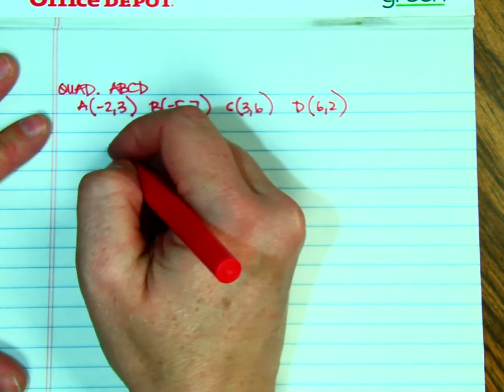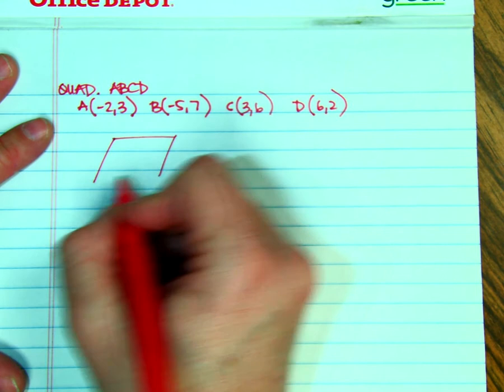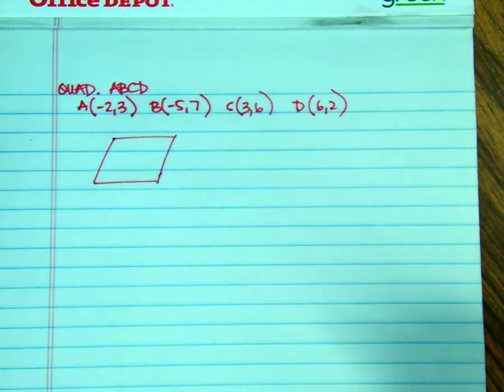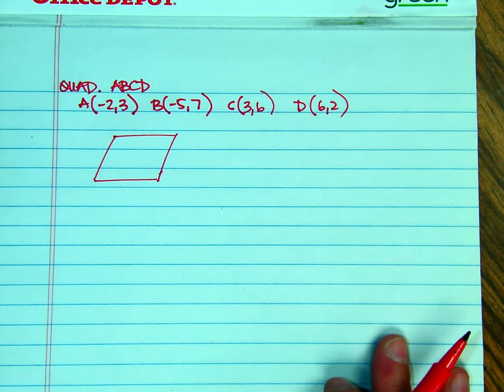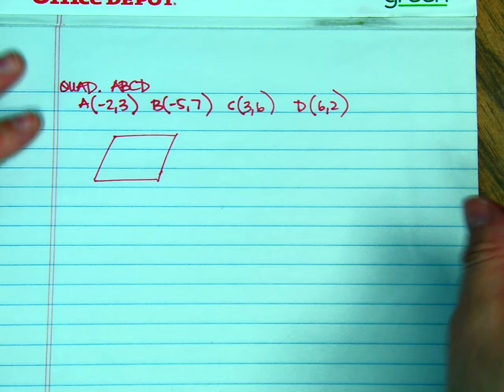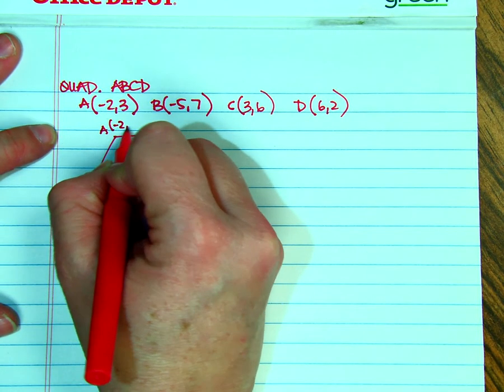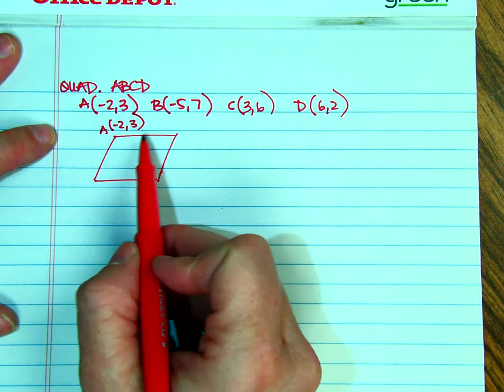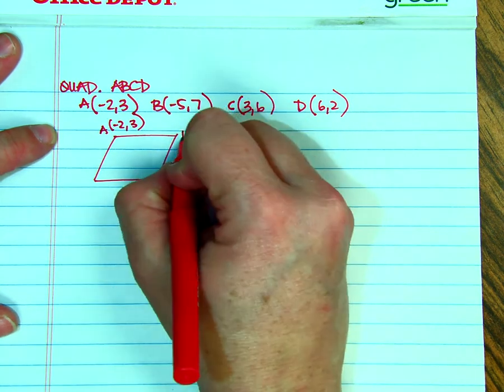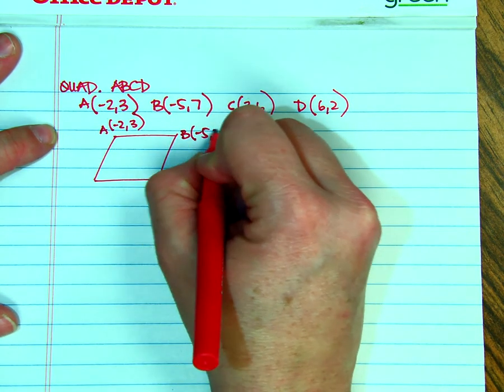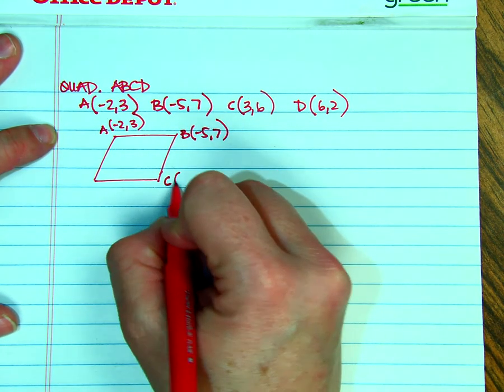Okay, at the very beginning, I always kind of draw mine to look like a parallelogram. I do not actually graph it. This is not about graphing it. It is about using the math and the formulas in order to prove that it is or is not a quadrilateral. So what I like to do is put my ordered pairs right on my diagram and not just the point.